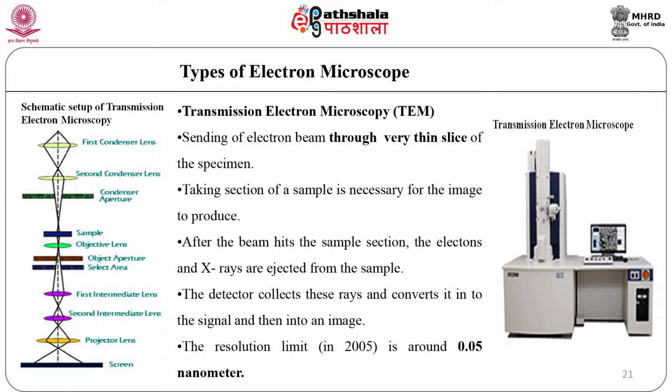The spatial variation gets magnified with the help of electromagnetic lenses. The detector collects these rays and converts them into a signal and then into an image. The resolution limit is around 0.2 nanometer.